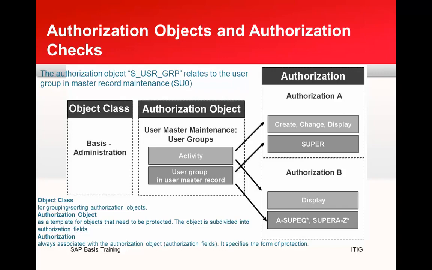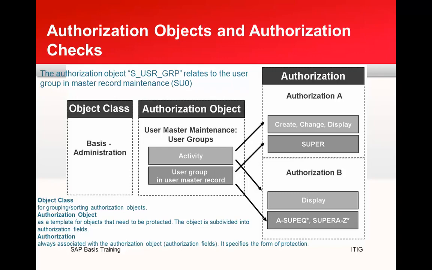Okay, so in this slide we are talking about the authorization object. It's one object only that we are covering here, which is S_USR_GRP. This basic object stores the master record information. So the user group is stored here.